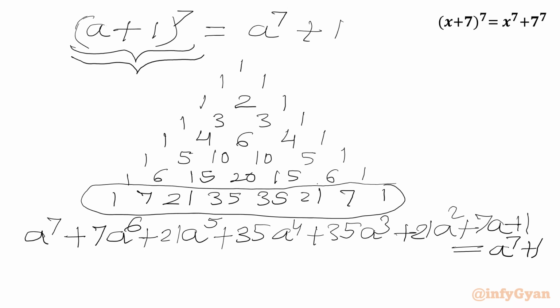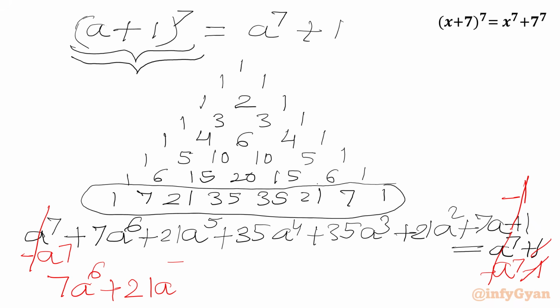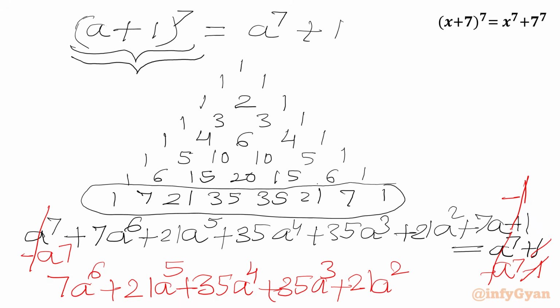Now we will subtract a power 7 plus 1 from both the sides. So we will cancel here, here, here and here. So our equation will become 7a power 6 plus 21a power 5 plus 35a power 4 plus 35a cube plus 21a square plus 7a equal to 0.